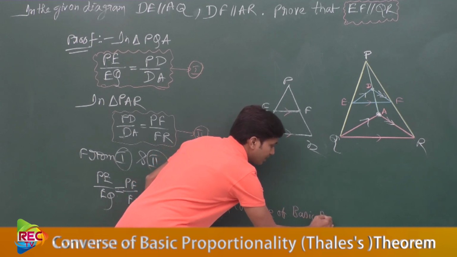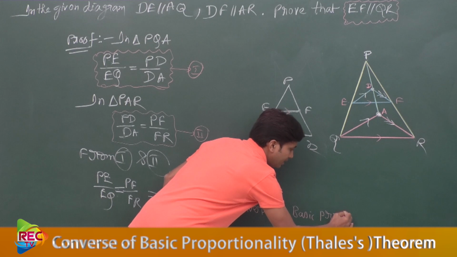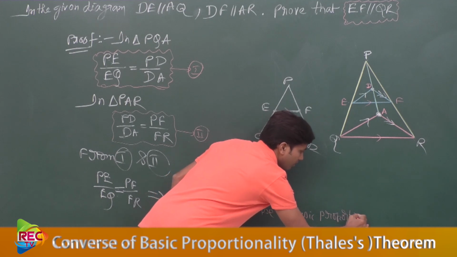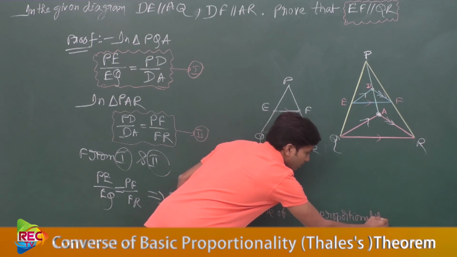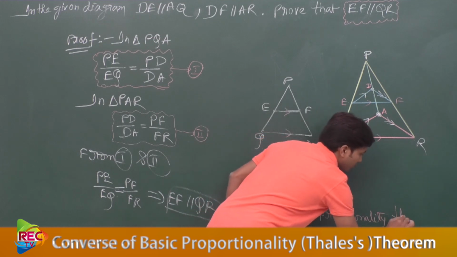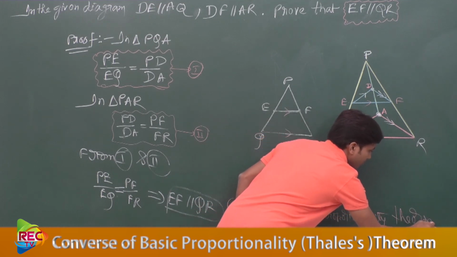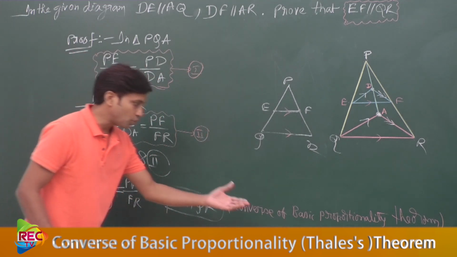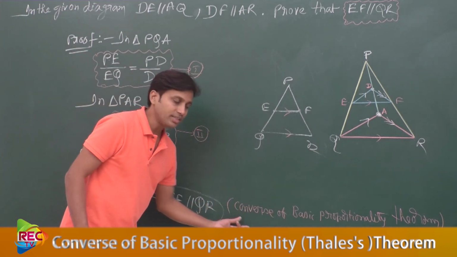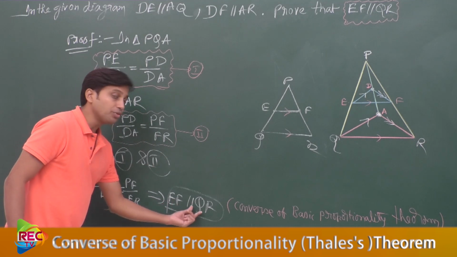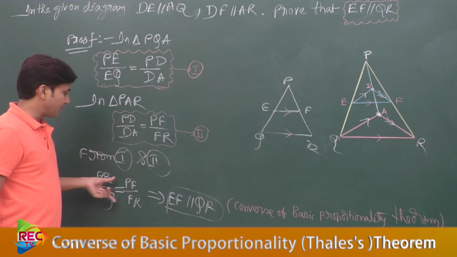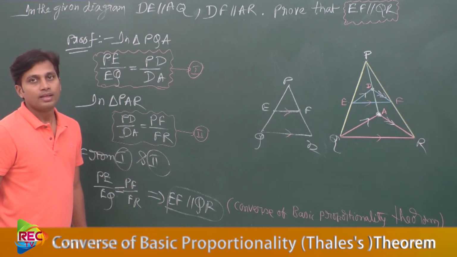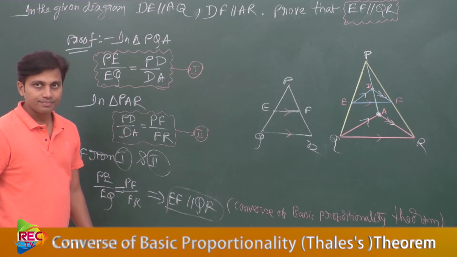Basic proportionality theorem. Got it? So from the converse of basic proportionality theorem, you obtain EF parallel to QR as we got this ratio as equal. Like this, we can solve it.